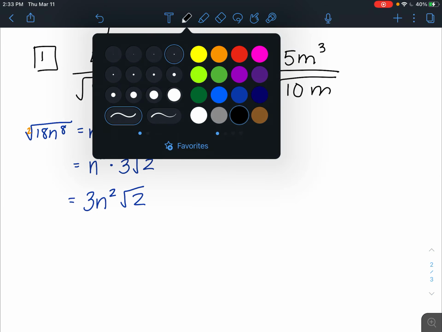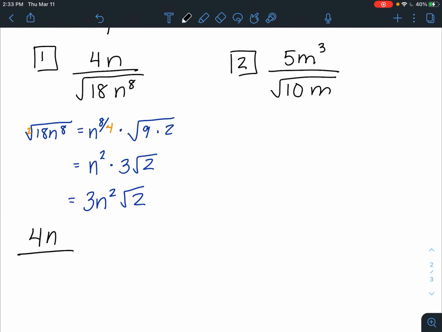So this problem here, my original problem, 4n over the square root of 18n to the 8th. Why did I put a 4 here? Oh my goodness. Our index is 2. Okay, right, so that's a 4th power. So if you were looking at the screen going, I don't know where that 4 came from, neither do I. So that should be an n to the 4th on the outside. My bad. Okay, back to what we were doing. So I'm just copying down the original problem again. And then we just simplified the denominator to be 3n to the 4th square root of 2.